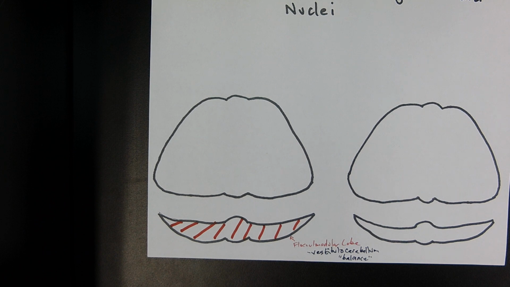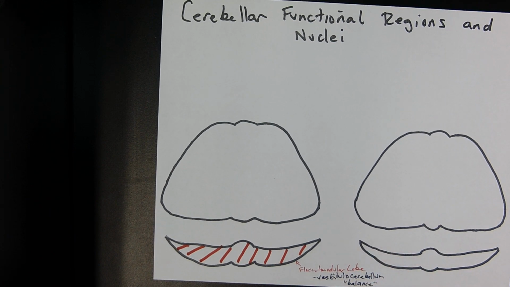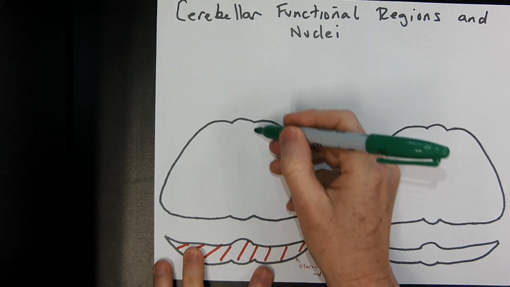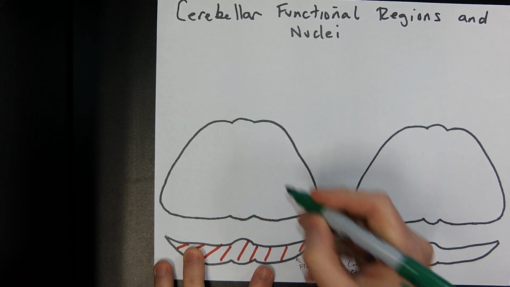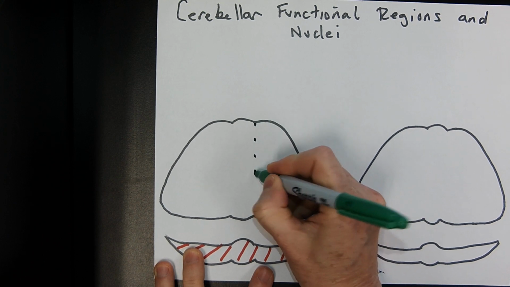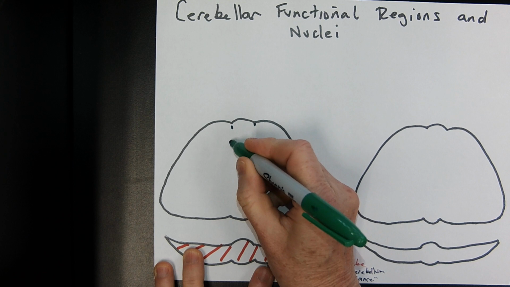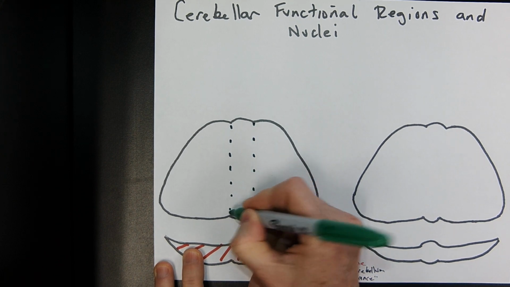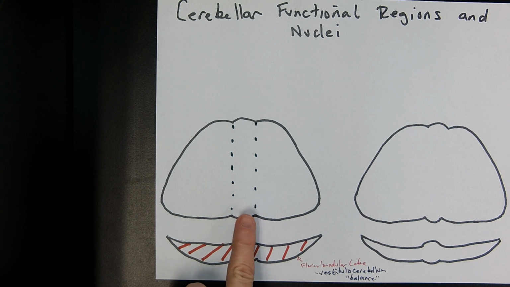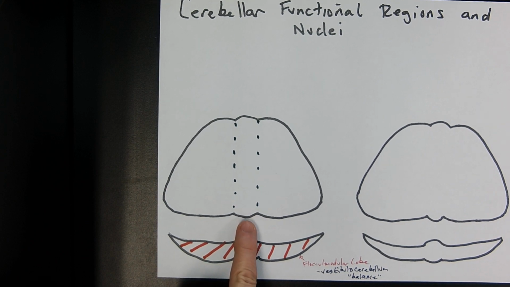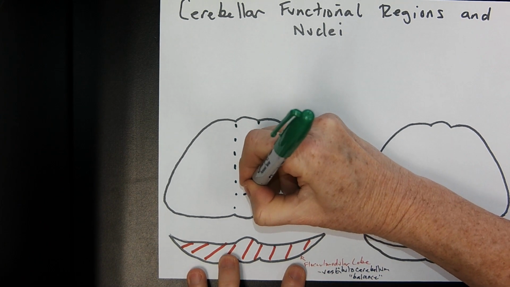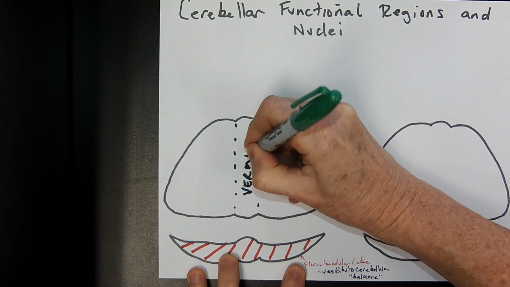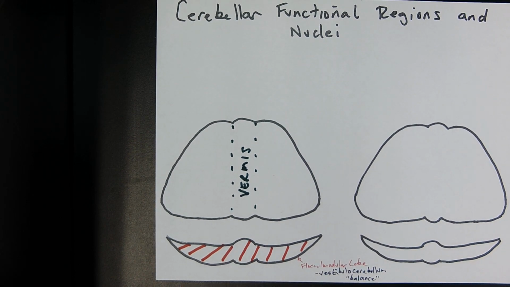This is, again, a functional region. If you look, there's two little bumps on the top and bottom of the cerebellum. I'm going to connect those bumps with a dotted line. Inside that dotted line, that whole area, it's kind of like the spine, the very middle of the cerebellum. It has a special name. It's called a vermis. V-E-R-M-I-S. That's the vermis of your cerebellum.